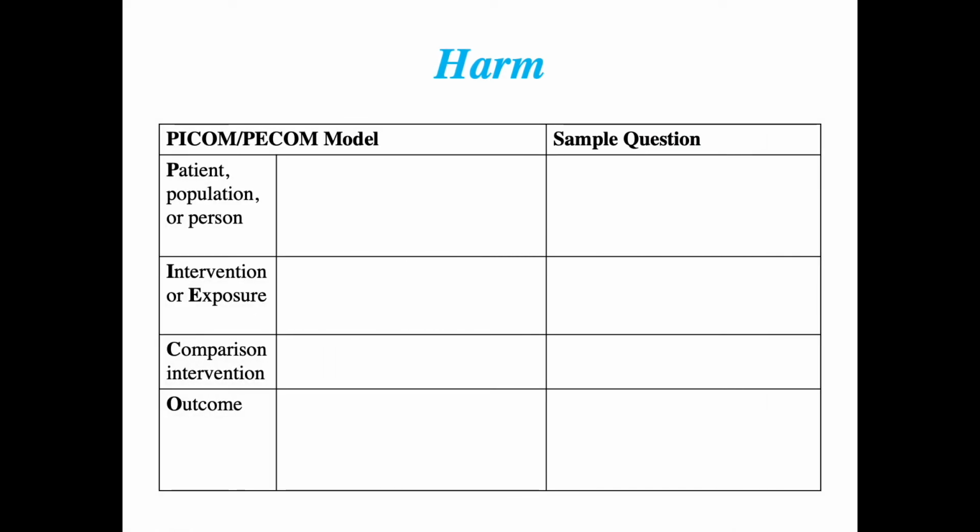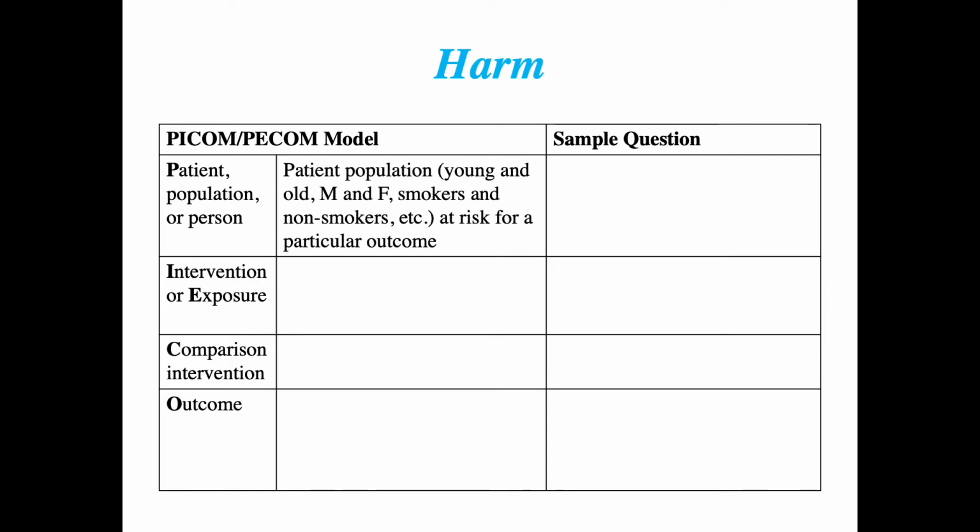Okay, so the last type would be the harm type of research questions. In such cases, we want to assess whether a particular intervention or exposure does some harm or is harmful to a particular group of patients in the long run. Going by the PICO-PECO model, the P component would pertain to that patient population at risk for a particular outcome.